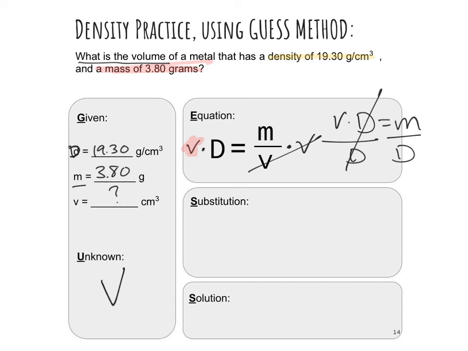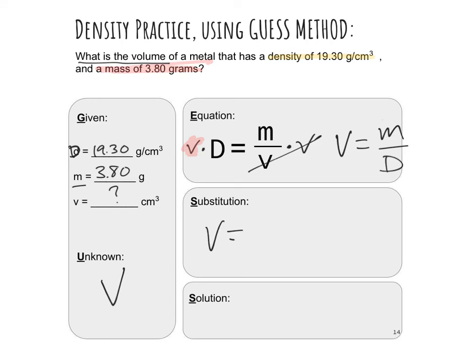And that's the equation we're looking for. V equals M over D. I'm going to erase this work real quick and rewrite that just so we can see it. And that is V equals M over D. So now we can substitute into that. V is our unknown, so we leave it like it is. And for mass, we'll put in 3.80 grams divided by D, density, 19.30 grams per centimeter cubed.